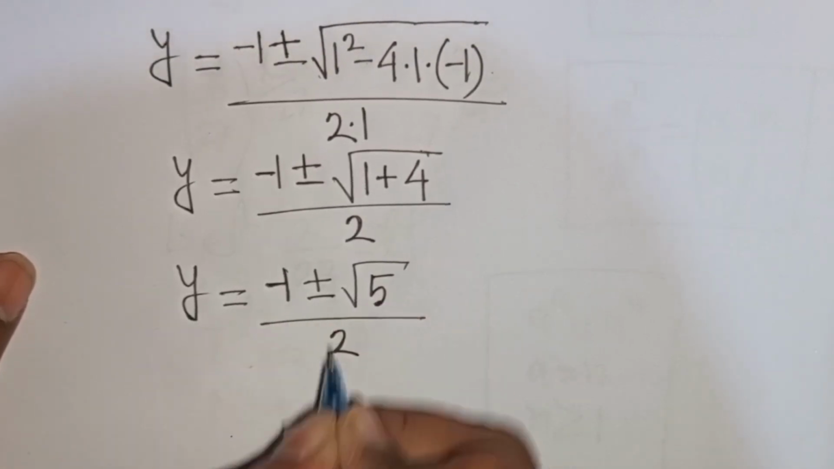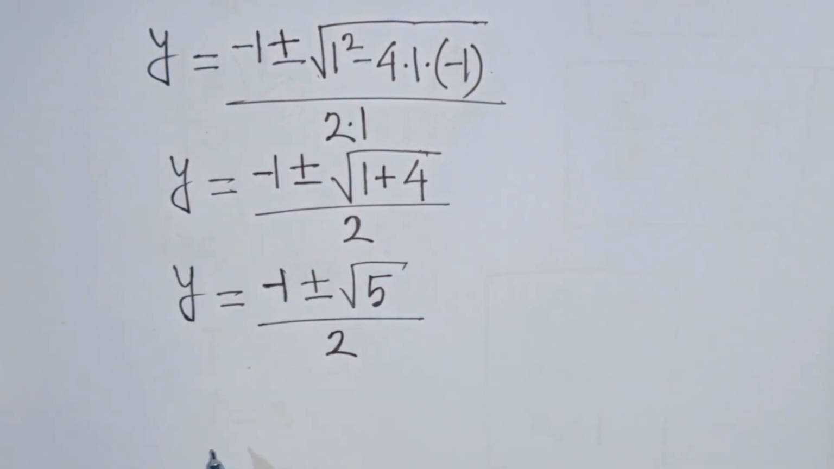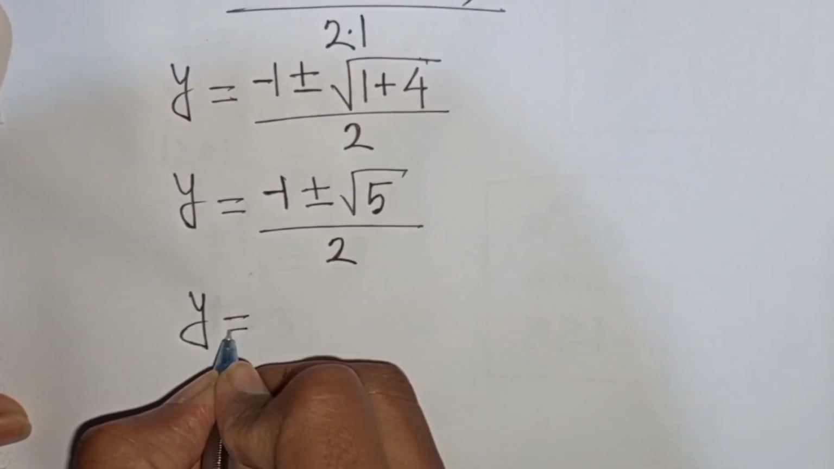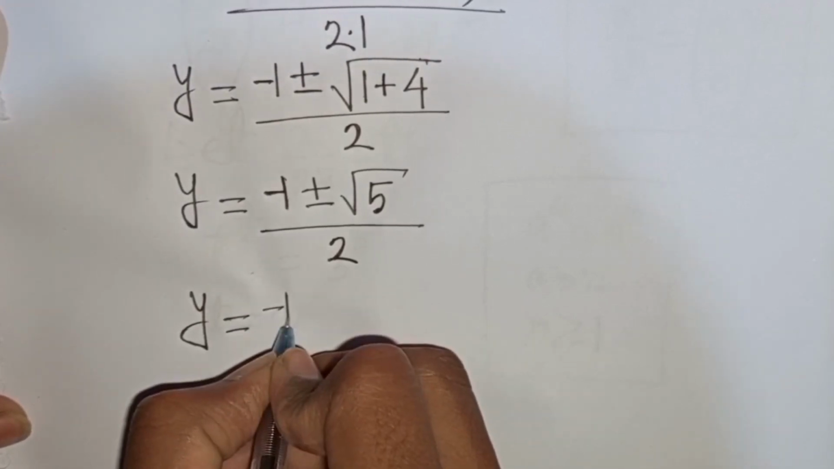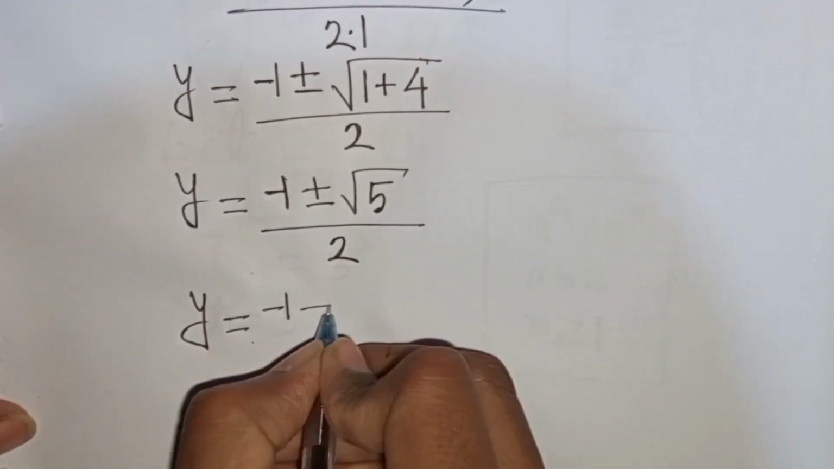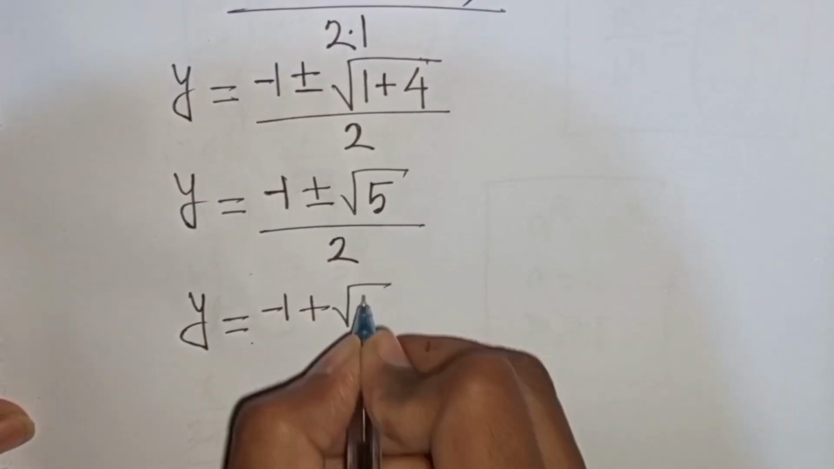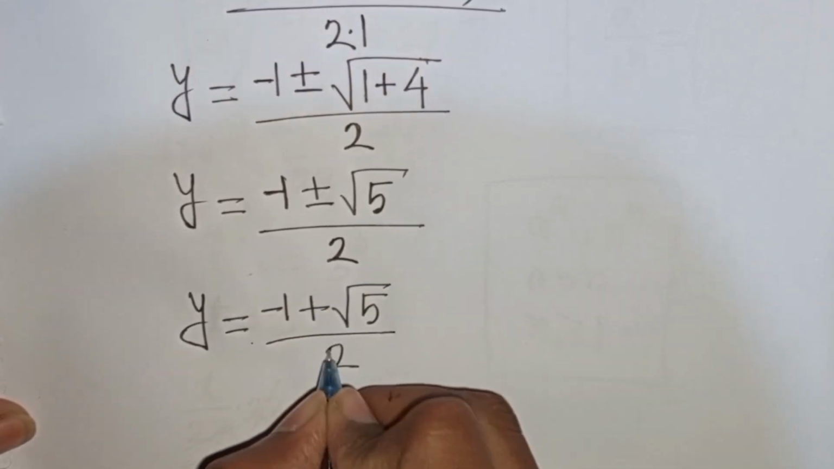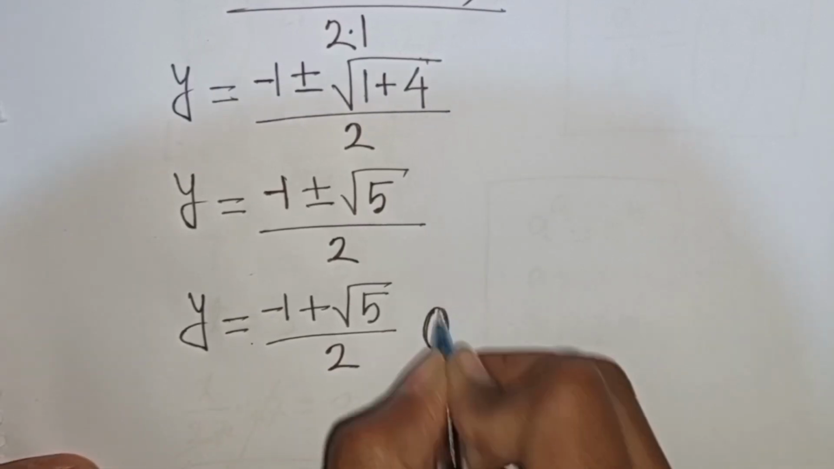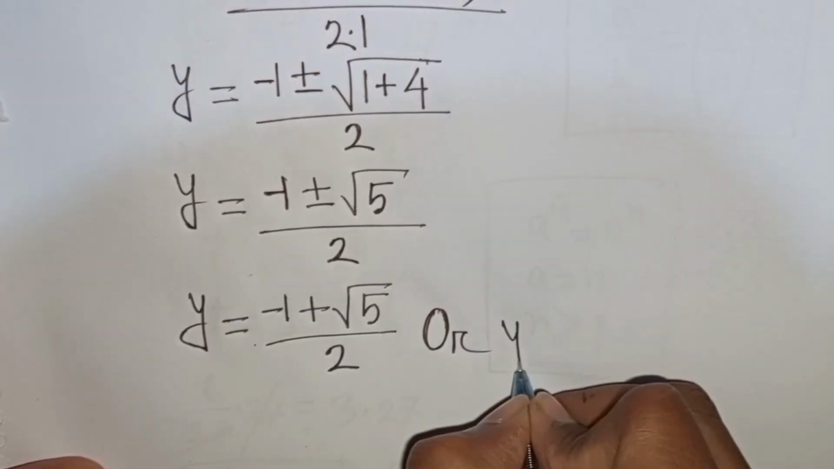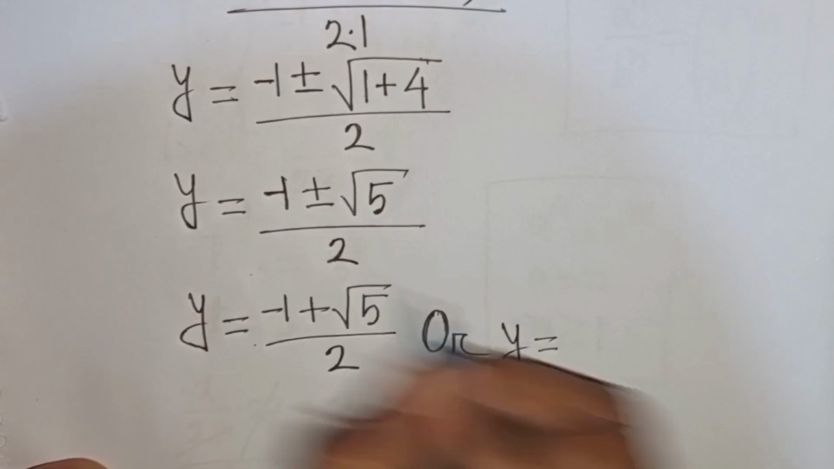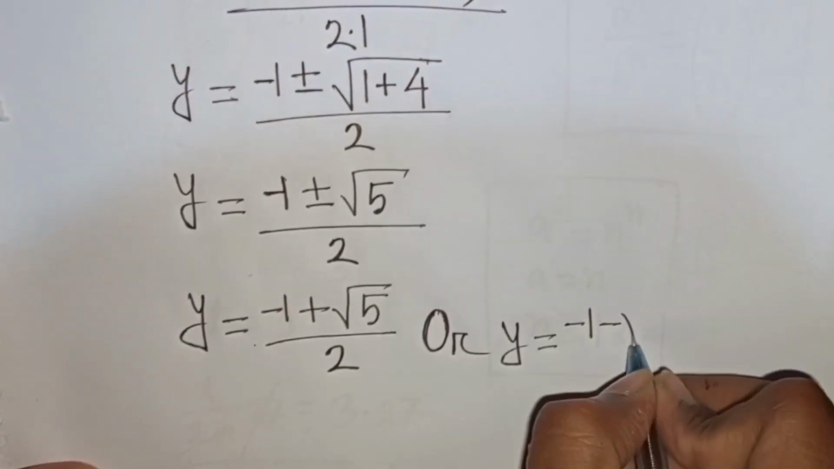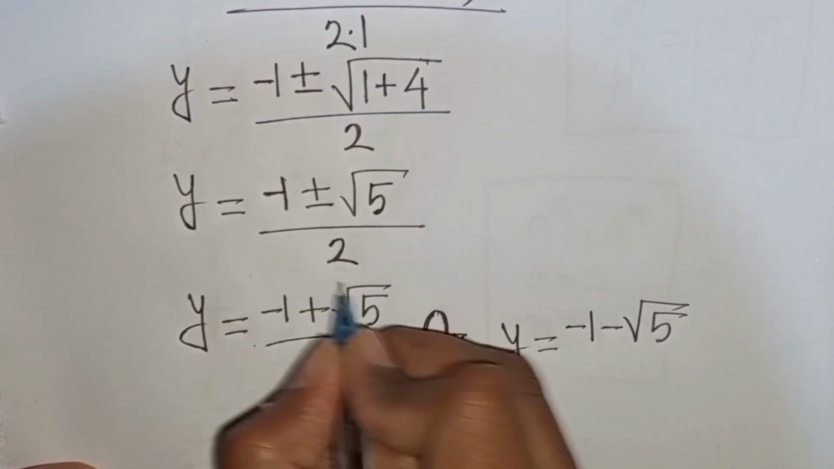Now we see here two cases. So we can write here y is equal to minus 1 plus square root of 5 divided by 2, or y is equal to minus 1 minus square root of 5 divided by 2.